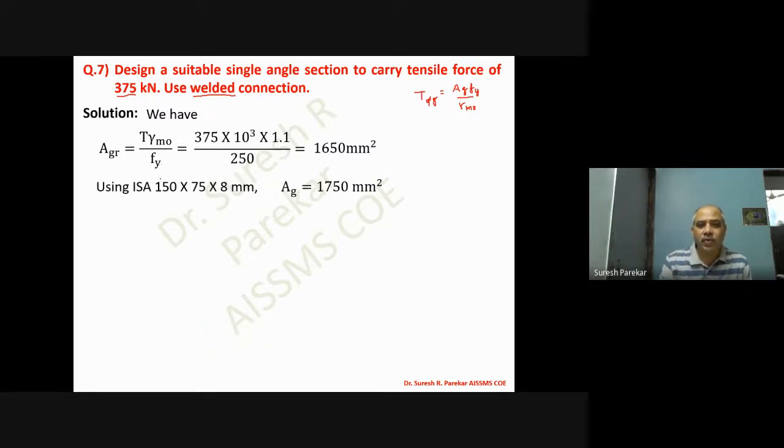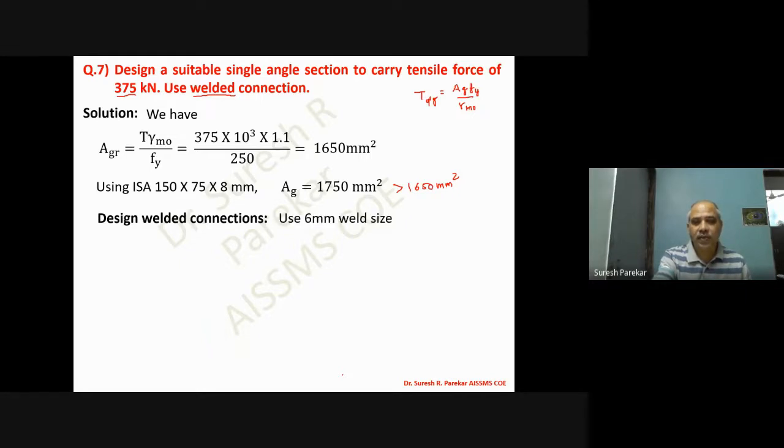Then we are going to look at the steel table or IS 816, and from this we select a section which is close to 1650 mm square, but it should be greater than 1650 mm square. It should not be less than this. Then we have this ISA 150 75 8 millimeter. Now we have to go to the connection. In the last example, as soon as we selected the section, we went with a bolted connection. Now here we are with a welded connection, so we will go with this connection.